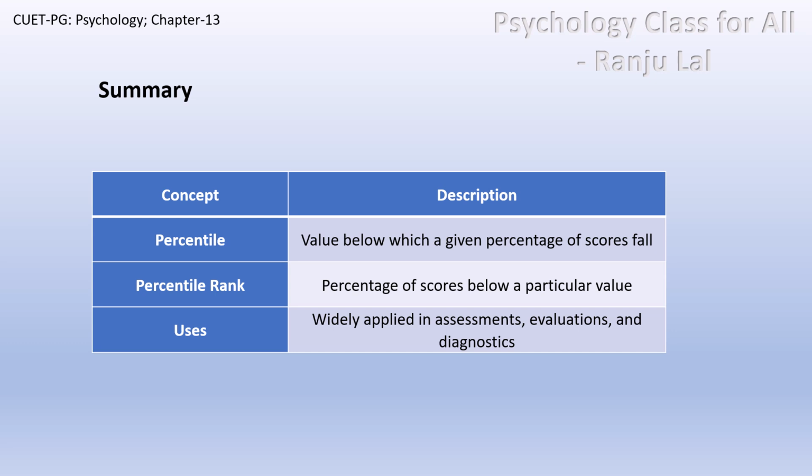Now to summarize, we can say that percentiles are widely used in psychological testing, for IQ tests and aptitude tests, to compare an individual's score against a normative sample. Percentile ranks make it easier to interpret scores and communicate results to laypersons.